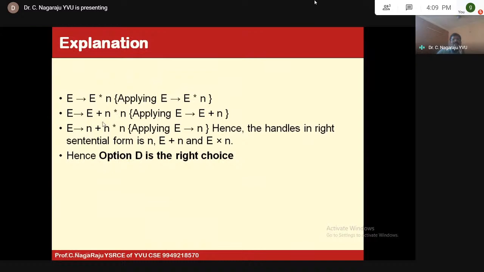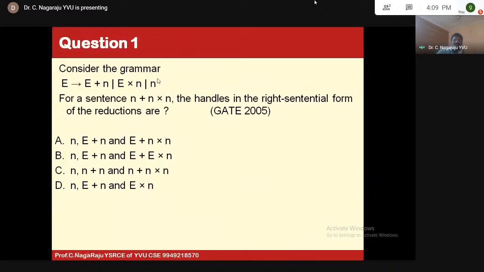That means E is replaced with E plus N. So it is also very important to select which production you have to replace, right? You have to choose the replacement. Next, this E can be written as last N. It can be written with the N production.